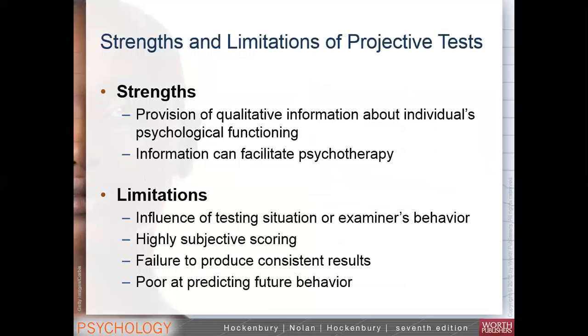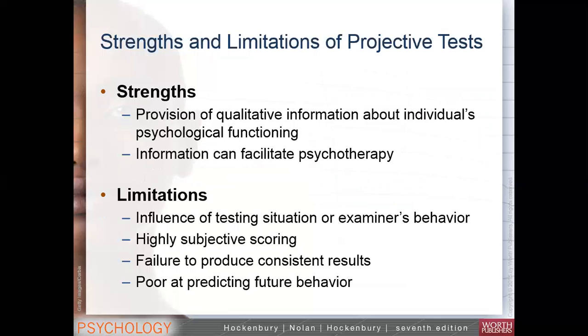Now, some strengths of the projective tests, obviously, you can get a wealth of qualitative information about the person's functioning. And it can really facilitate psychotherapy and get a person talking. And it can get a person motivated to think about themselves in therapy.